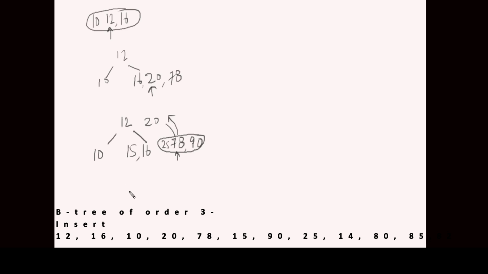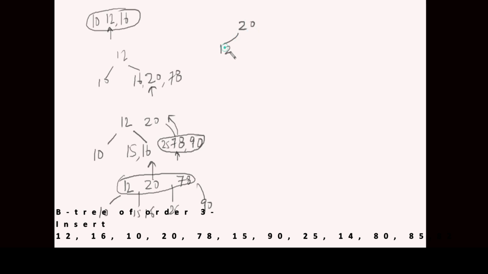So if we go to the scenario when 78 goes to the parent node, we have 12, we have 10, we have 15, 16, we have 20 here, and then we have 25 and 78, let's say, goes up, and then we have 90. If we have this kind of structure, then this is not going to fulfill the requirement of the order tree. So again, we are going to split this node 20. So finally, we are going to get this 20.